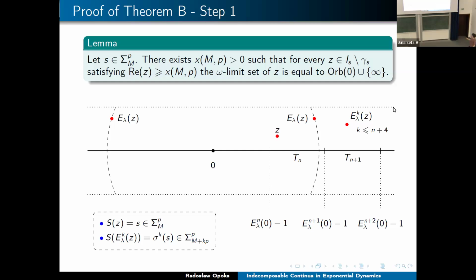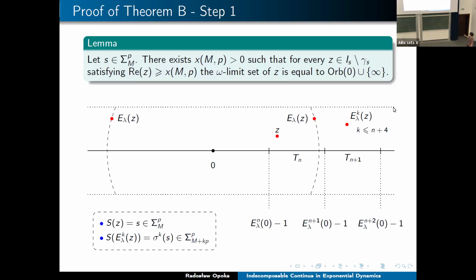Suppose we have the notation: segment T_n is the segment between the nth iteration of 0 minus 1 and the (n plus 1)th iteration of 0 minus 1. In the first step, if we have z, for n big enough, whose real value is in this segment, then we can show that after k iterations, where k is at most n plus 4, we land above or below the next T segment.